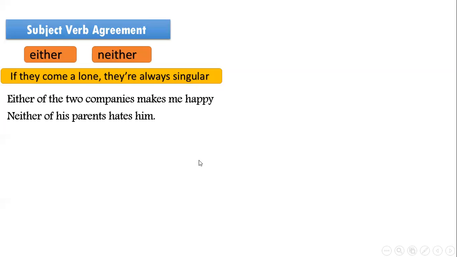Sorry, do you have a question? I'm just saying that of his parents and of the two companies, both of them are prepositional phrases as well. So they don't count as subject. Exactly. Good job, Habib. Again, they are prepositional phrases. And also the word neither and the word either make the subject singular.